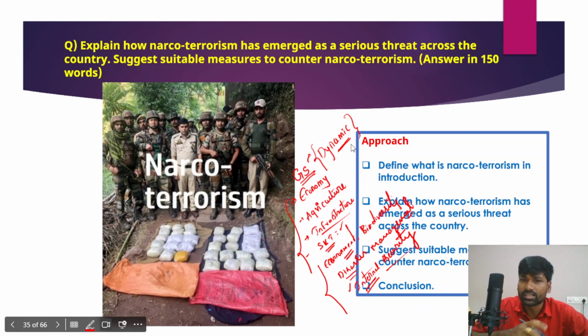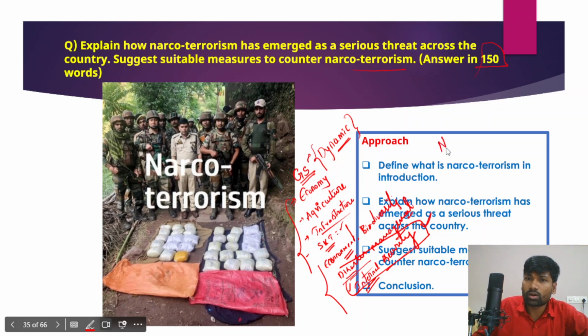Remember, this question is from the internal security portion, right? Internal security is a very important topic within Gender Studies Paper 3, and you could expect at least 60 to 70 marks from this paper itself. Now the question is: explain how narco-terrorism has emerged as a serious threat across the country and suggest suitable measures to counter narco-terrorism. This is a 150-word answer, right?